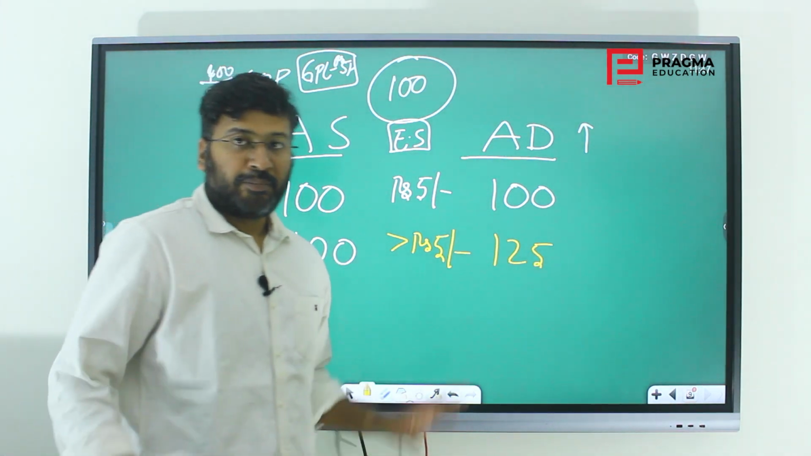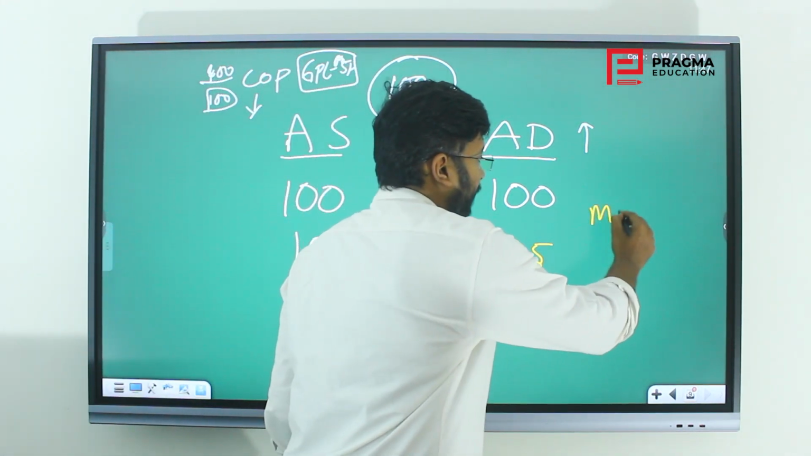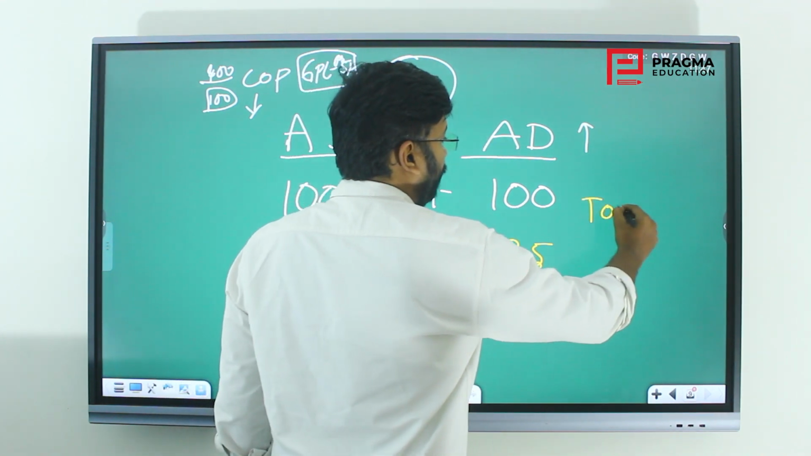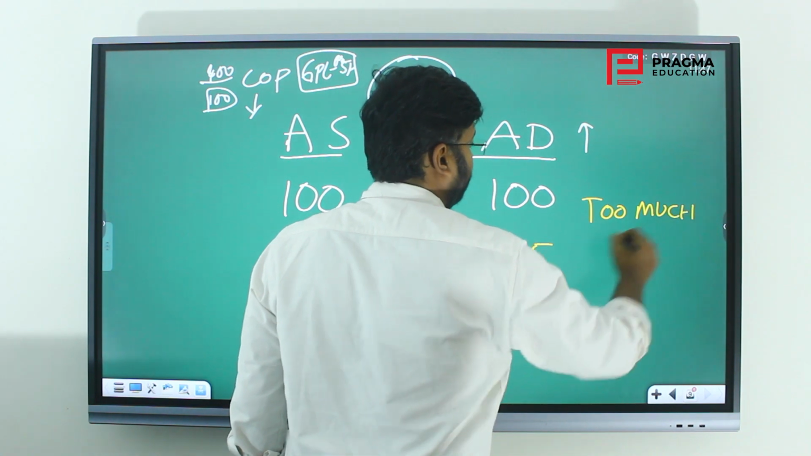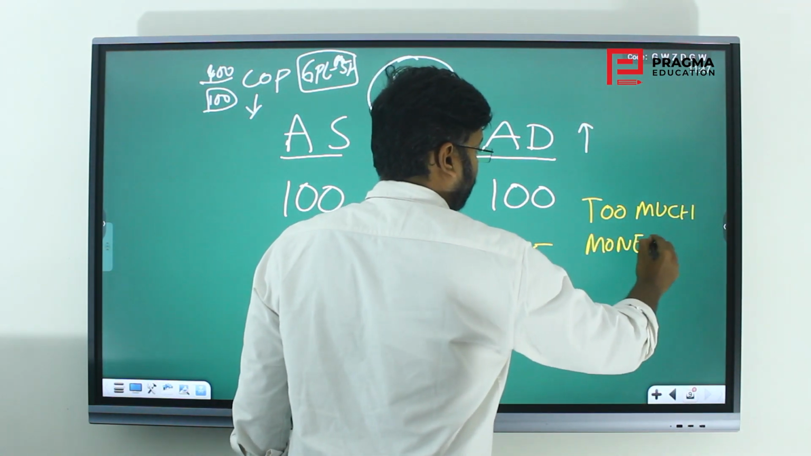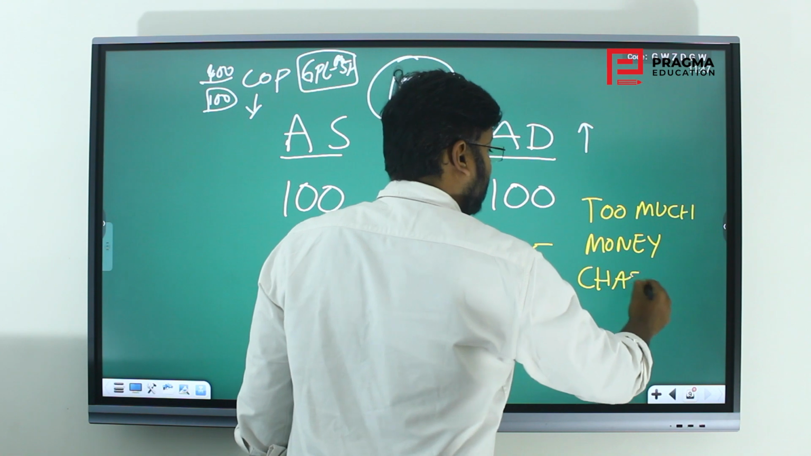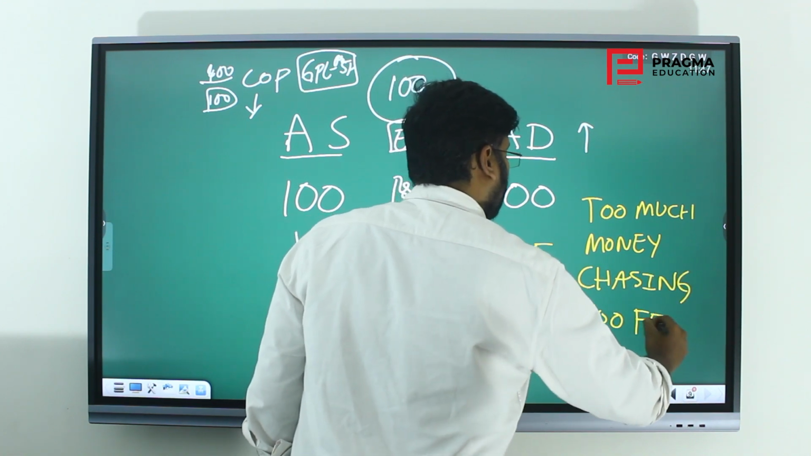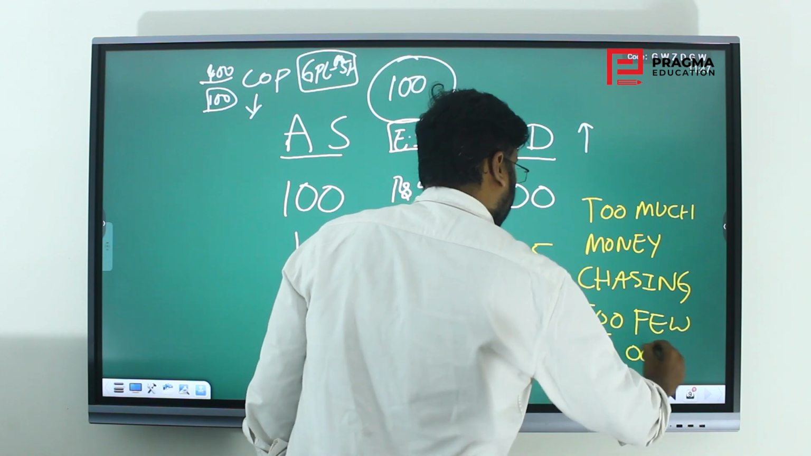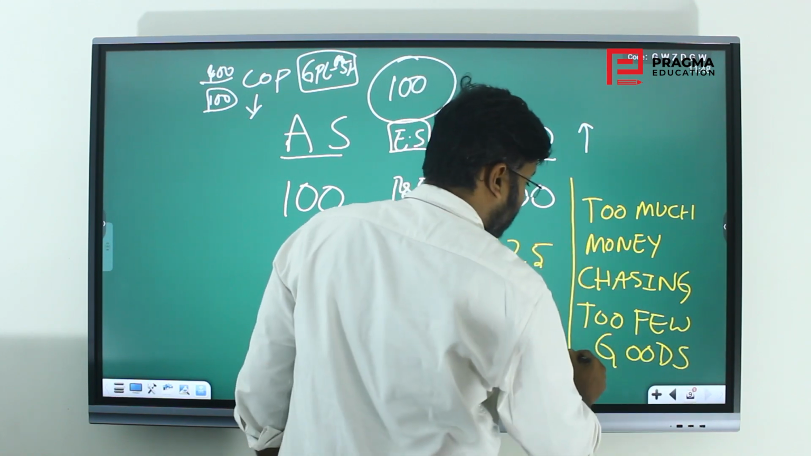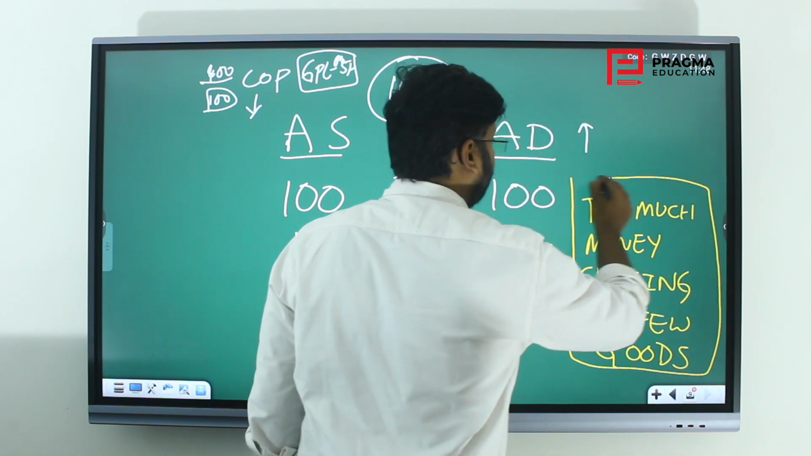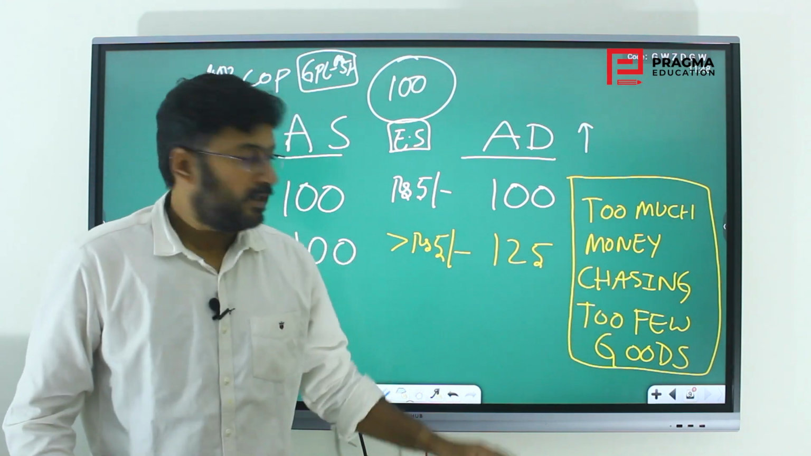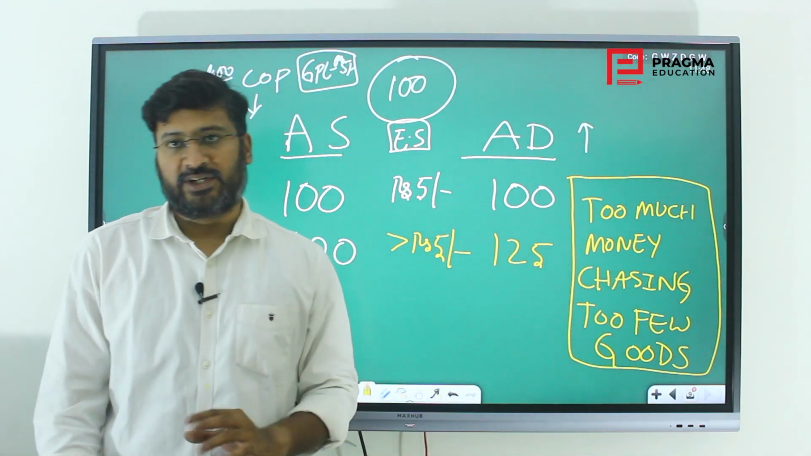Because there are more people, means too much money chasing too few goods. This is the phrase that I have told that can actually define inflation. That is, when too much money chases too few goods, it is inflation.